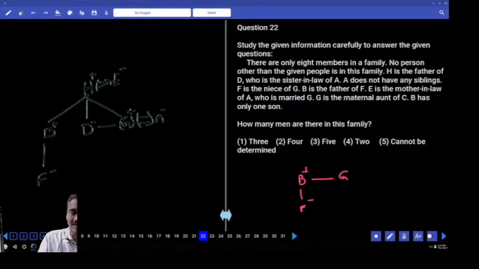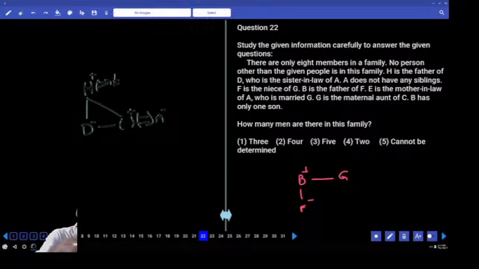G is the maternal aunt of C. Isn't it? Are we getting aunt here? G is the maternal aunt. As G is the maternal aunt here, hence this sister-in-law is not possible.